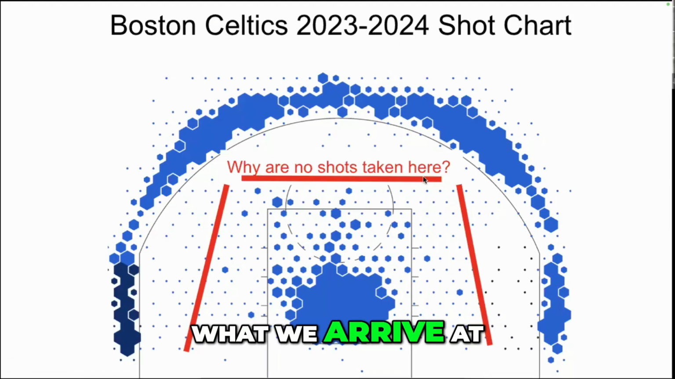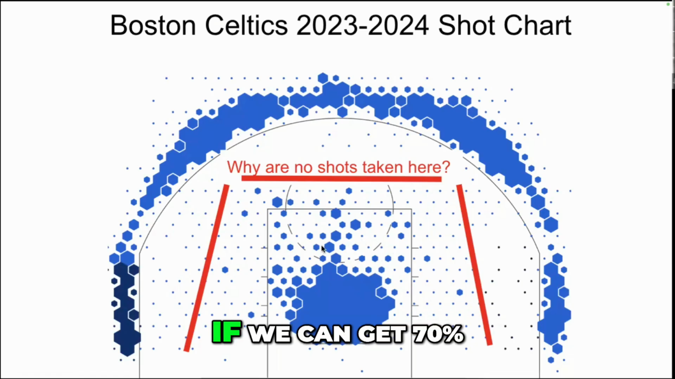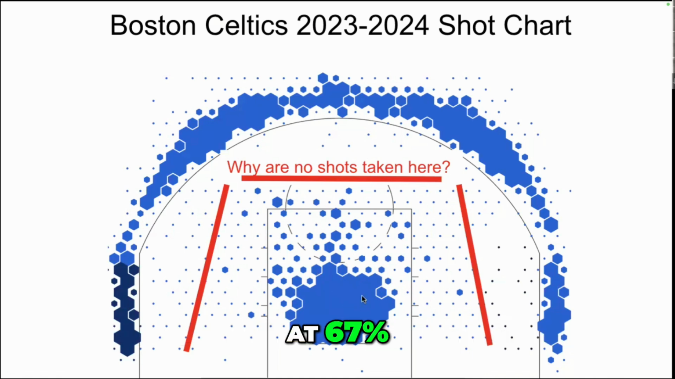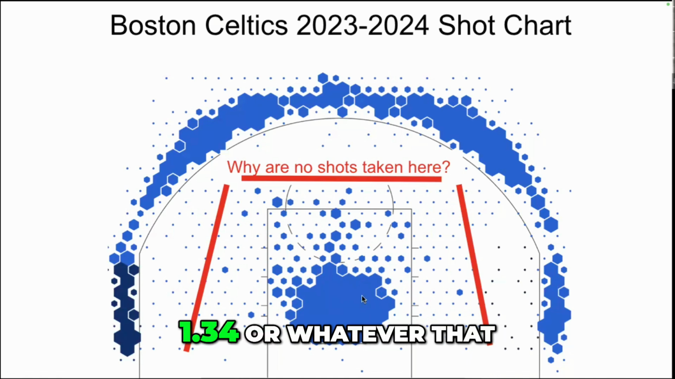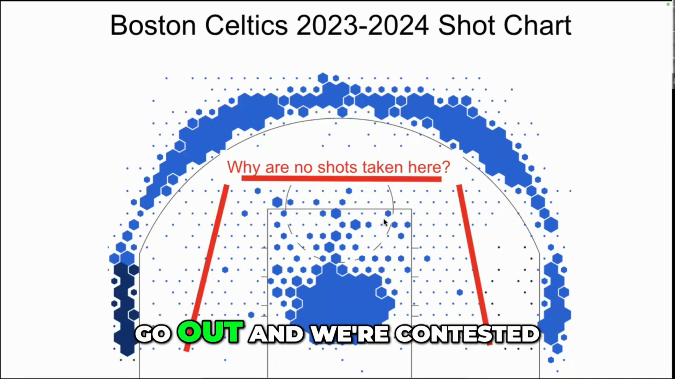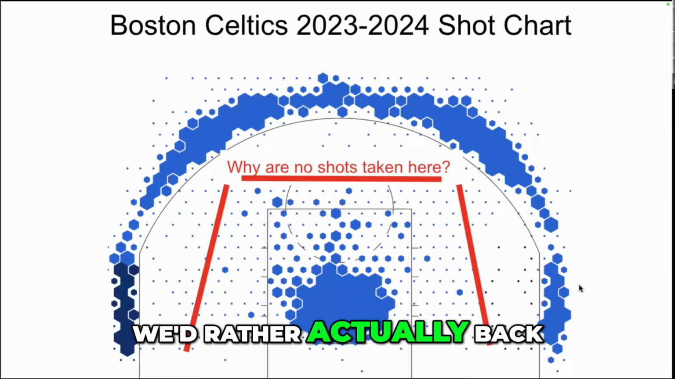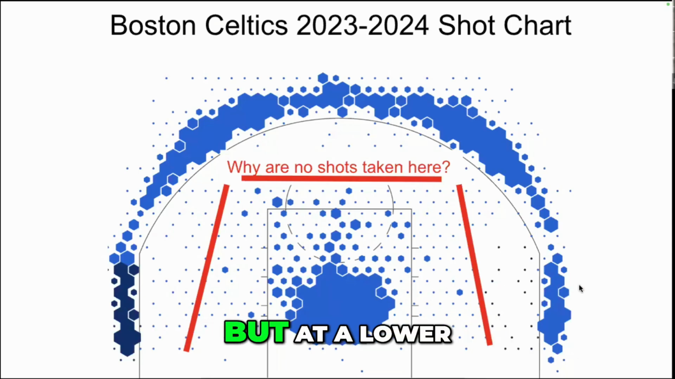And so really what we arrive at is that, the 2-point shot, if we can get 70, 80% scoring, which I'll get more specifics in a minute, actually what they scored, but it's like 67 if I remember right off the top of my head. If we can get really efficient scoring 2-pointers at 67%, then we're going to make 1.34, whatever that comes to, 1.34 points per shot, right? And then as we go out and we're contested and we're off the dribble and the shot's more complicated, the percentage goes down until it's not worth taking that shot. We'd rather actually back up and shoot a three but at a lower percentage because we get more points out of every one we make, right?